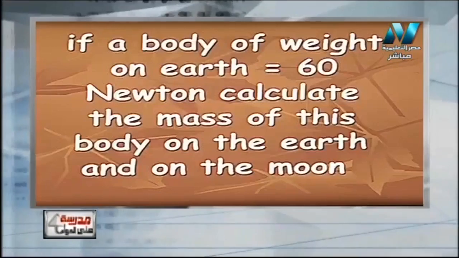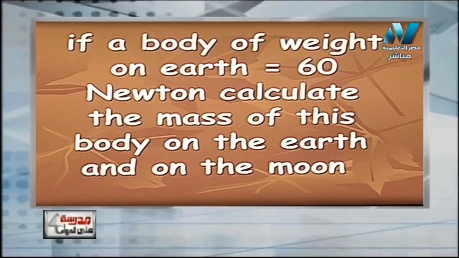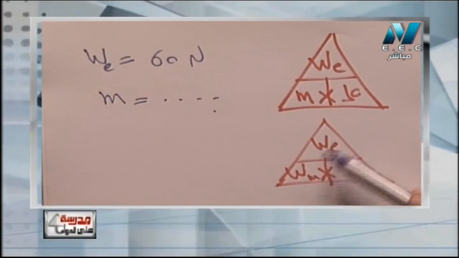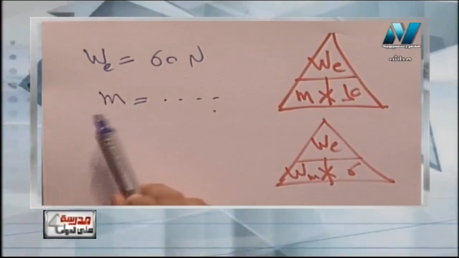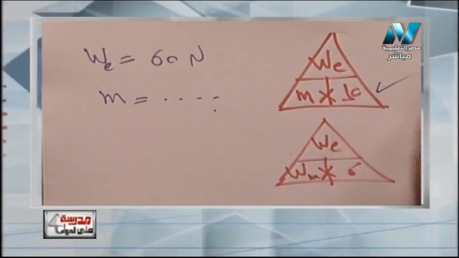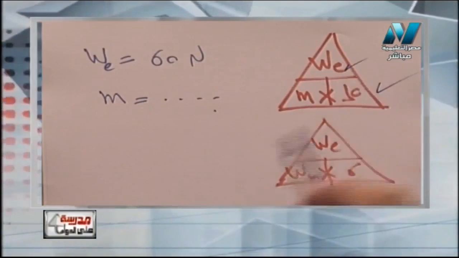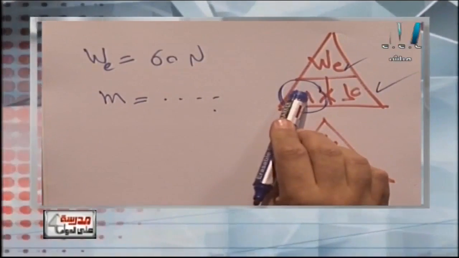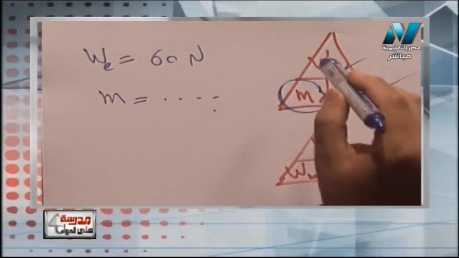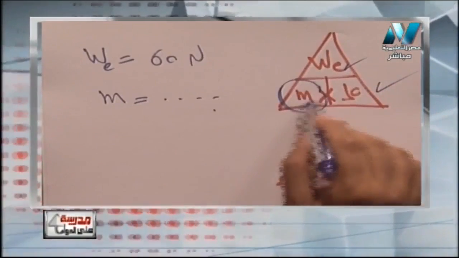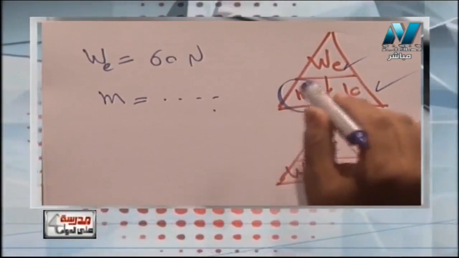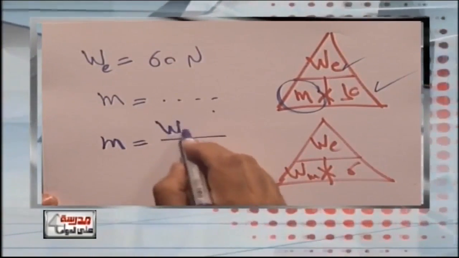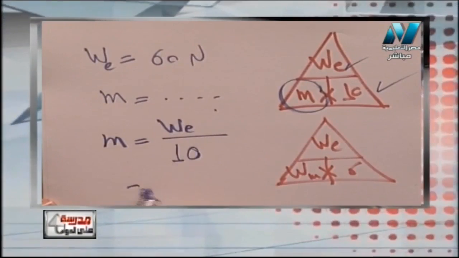Which law will I use? Which of them will I use? Let's look at the two laws again. The first law we call weight and mass. The second law, weight and weight. Here I have weight and I need mass, so I will certainly use this law. Why? I have weight on the earth and I need mass. I put my finger or the pen on it. I can get mass by dividing weight on the earth by 10. So to get the mass I will divide the weight on the earth by 10. So mass equals weight on earth over 10.